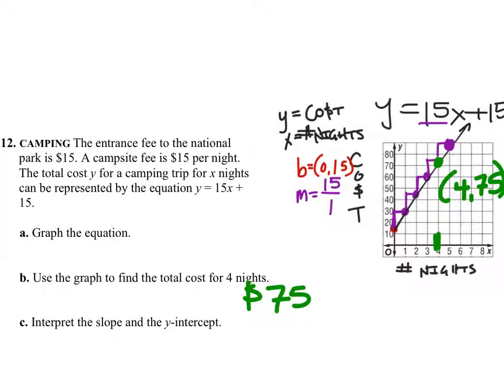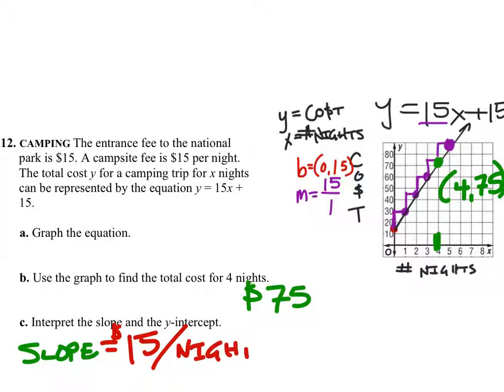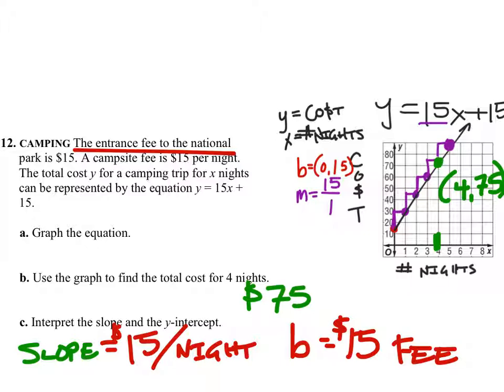Interpret the slope and y-intercept. Well, they kind of told us in the word problem. The slope is the cost, which, actually I take that back. It is cost. But more specifically, it would be $15 per night. And the y-intercept is the $15 fee. Specifically the entrance fee. But entrance is a long word and I don't want to write it.